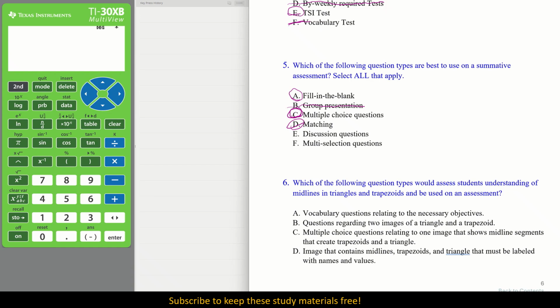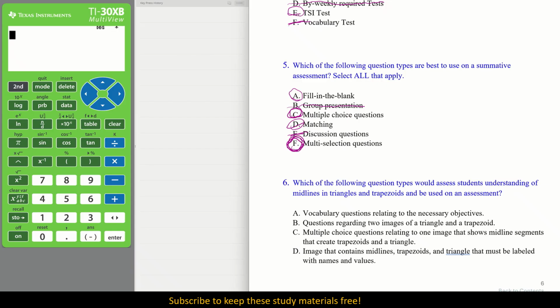And let's see. E, discussion questions. Absolutely not. That's more of a formative, informal assessment. It gives you information as an educator, but I would not turn that in to the powers that be to judge your students. Okay, F, multi-selection questions. Well, yeah, they could have drop-down boxes within a sentence, things like that. So, yes, absolutely. There were different versions of that.